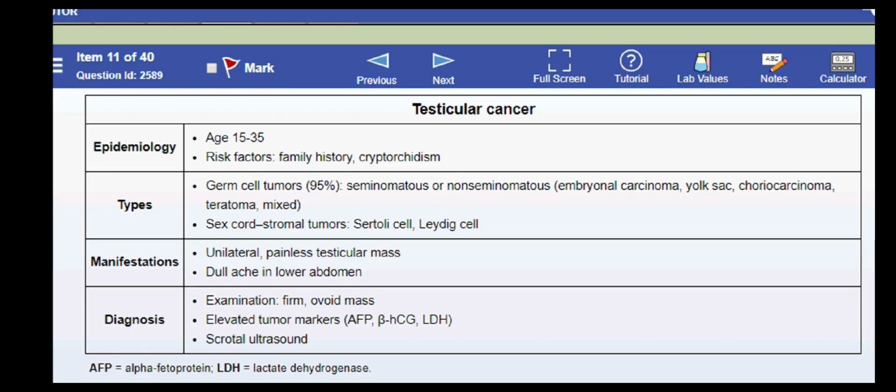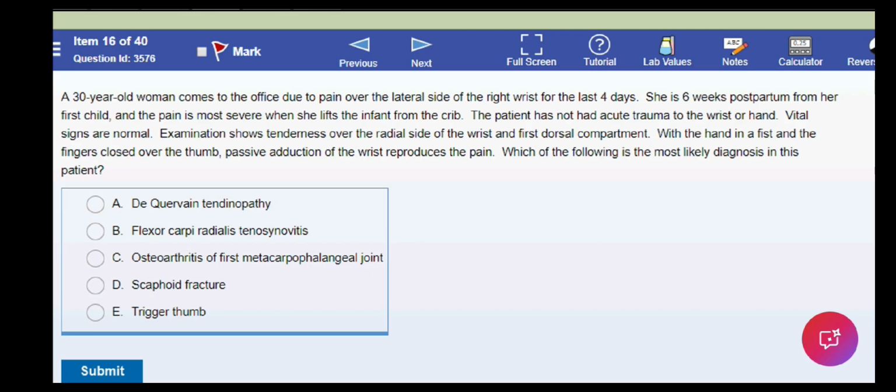A very important one, a very recurrent case. You'll see it in the surgery part.